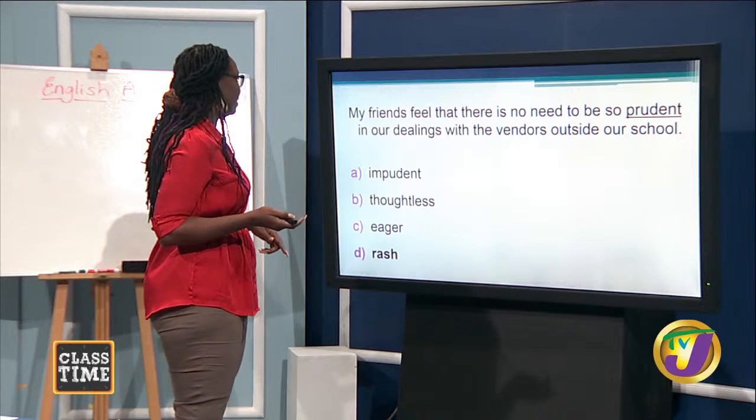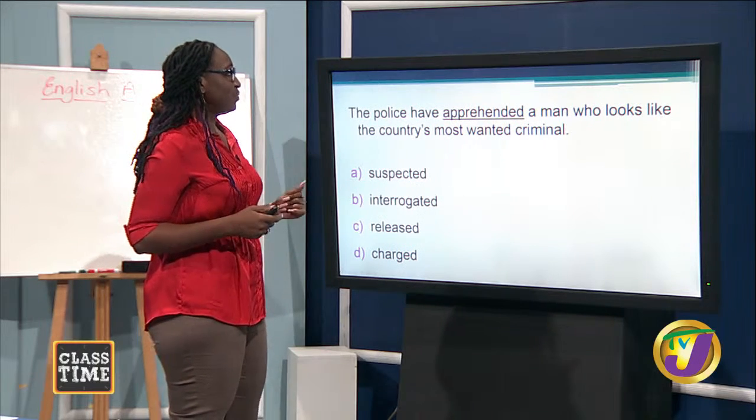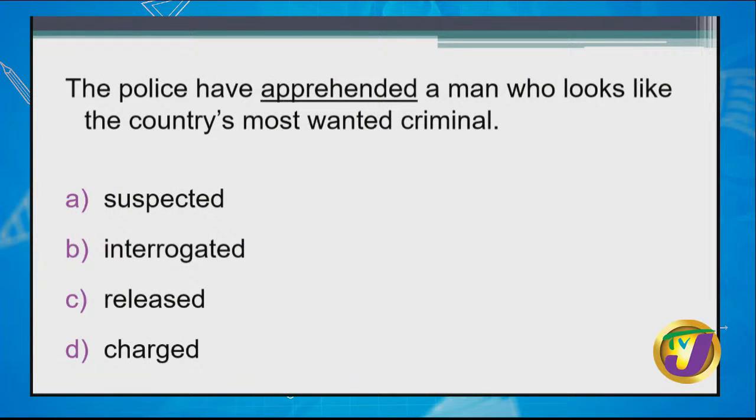All right, so let's look at the next sentence. The police have apprehended a man who looks like the country's most wanted criminal. We've heard the word apprehended quite a number of times, so we should know what it means. But you can still use the context. Apprehended a man. So what did they do?